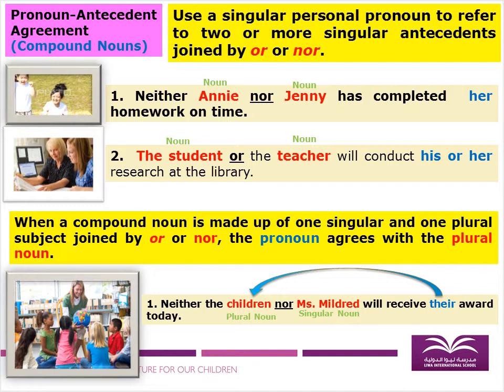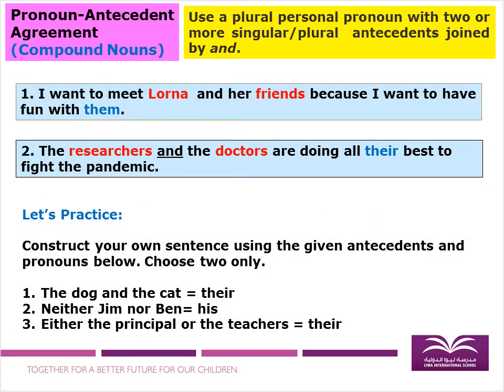So let's proceed with the next slide. The second rule is use a plural personal pronoun with two or more singular or plural antecedents joined by and. This is very simple. If two compound nouns are joined by and, all you have to do is to use the plural their, them, or they sometimes, right? So let us use them in sentences, I mean.